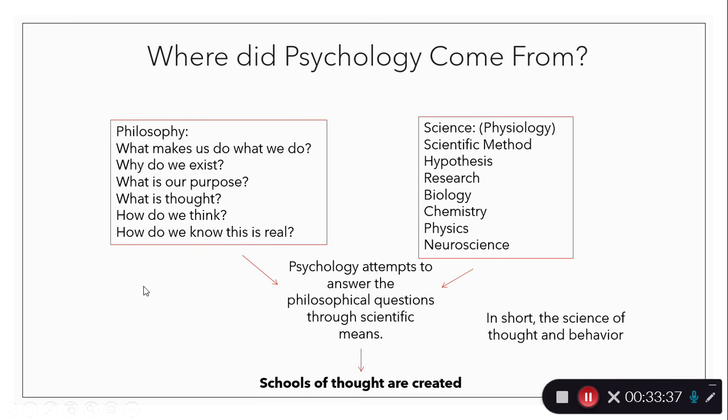So some of the questions that we've been asking since the dawn of time are going to be like, why do we exist? Do we exist? Is this real? What is my purpose? What is thought? How does that work? How do we know any of this is real? Or is this just the Matrix?